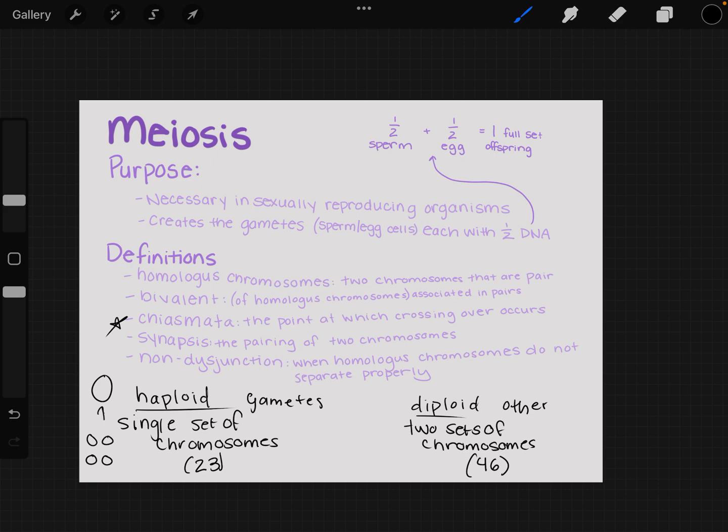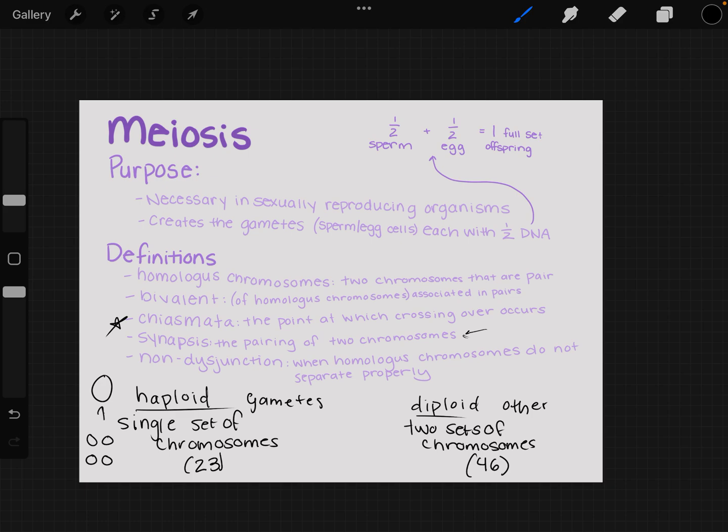A synapsis is the pairing of two chromosomes. Again, very similar to bivalent, except that's to be associated in pairs. This is to associate in pairs, I'm pretty sure. I could be wrong. This is a lot of vocabulary that we really only mentioned once or twice in class.